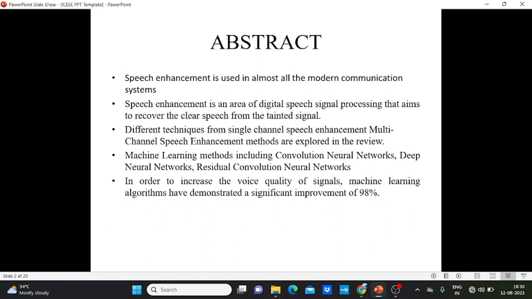In order to increase the speech quality of the signal by using machine learning algorithms, almost 98 percent improvement is done. In this regard, my future point is to improve the efficiency above 98%.